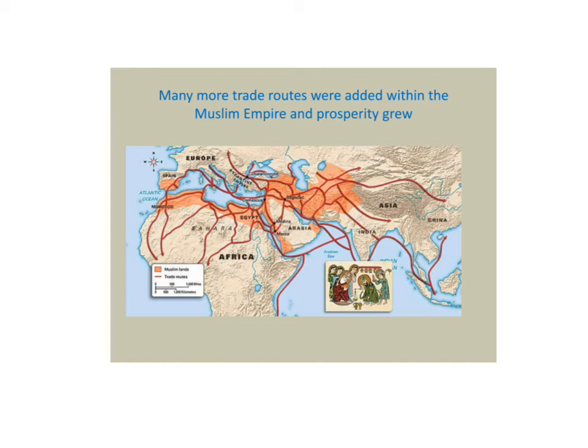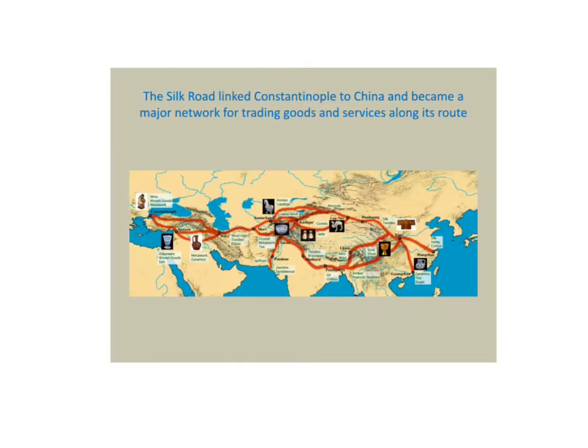And as that Muslim empire expanded, so do the trade routes and so do the riches. And here we can see them also spreading down into Africa, starting to spread up into Europe, and definitely spreading up and through Asia. This is just another map of the route for the Silk Road. You can see some of the items exchanged on it: silk, glass, spices, ivory.